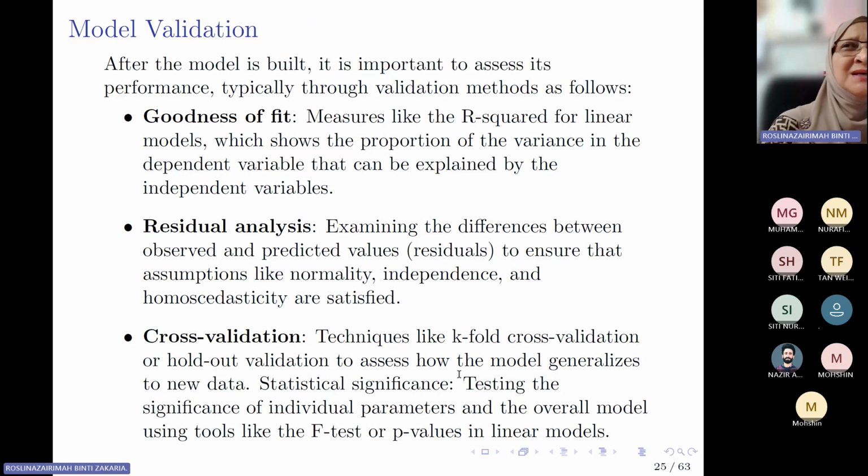Like in my case study, I do rainfall modeling. I don't have to do cross validation. Just take all the data and then model it. So it depends on the type of case study that you did. Like if you use time series modeling, they require you to do cross validation.